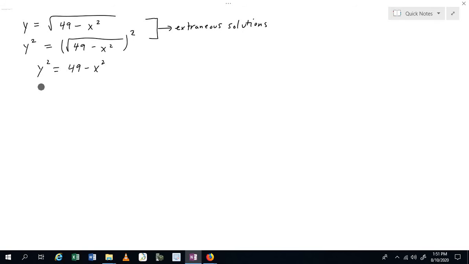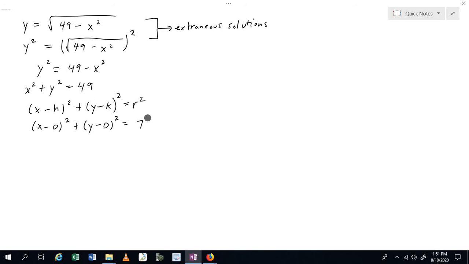Now, after you square both sides, you'll end up with this sort of equation right here. And what you can do is add x squared to the other side. And you may recognize this as the equation of a circle. The equation of a circle looks like this: x minus h squared plus y minus k squared equals r squared. That's the equation of a circle centered at (h, k) with a radius of r. And so in this case, you can see that the center must be at (0, 0), and the radius is 7, because 7 squared gives you the 49 on the right-hand side.